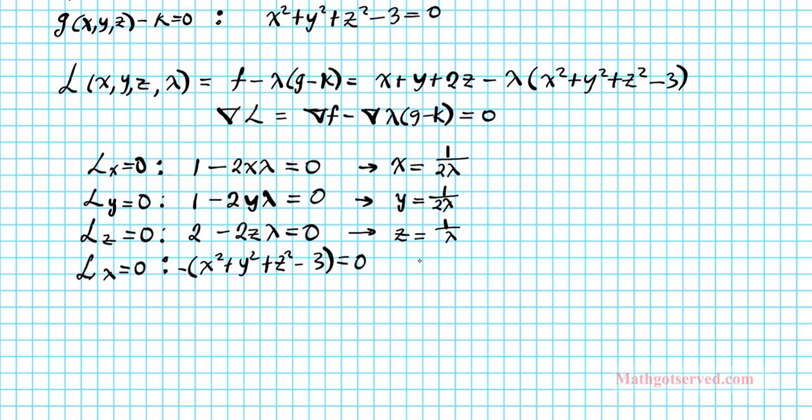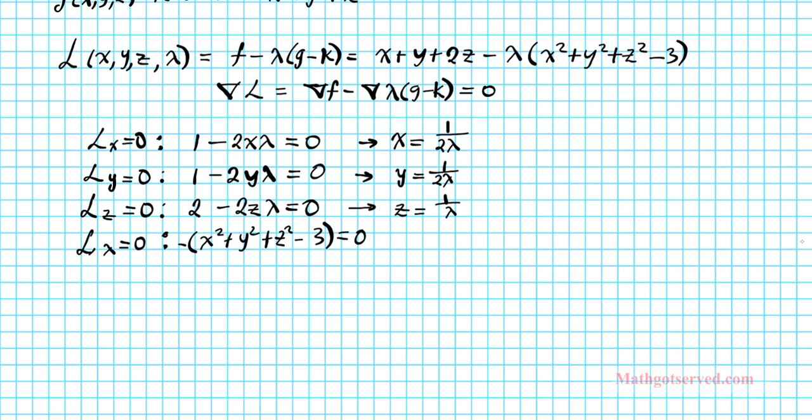Okay? Now what we're going to do next is substitute these 3 values into equation 4. That will help us find out the value of lambda. Let's go ahead and do that. Before I do that, you see this minus right here? I can divide both sides of my equation by -1. So I'll have x squared plus y squared plus z squared minus 3 equals 0.